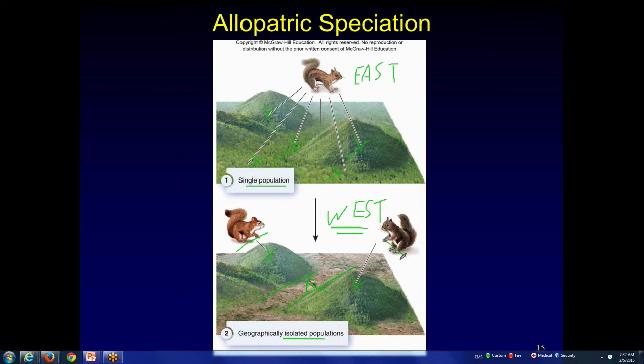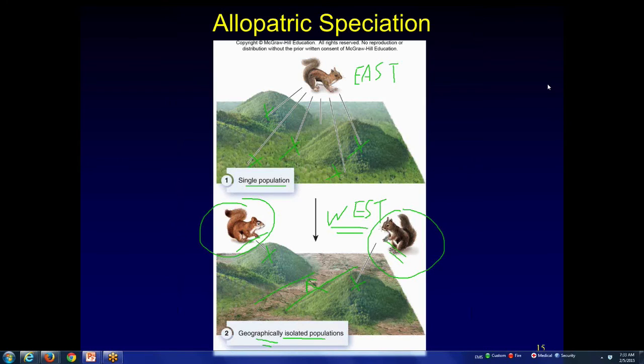So in this particular example, we start off with a gray squirrel all over the place, and then the squirrels become isolated from each other, and some develop lighter fur colors like this one on the left, and others maybe stay the same color. And so that is allopatric speciation, geographically separated populations.